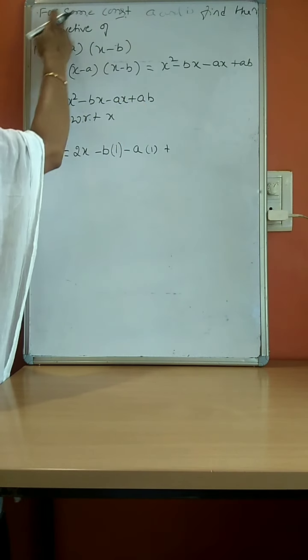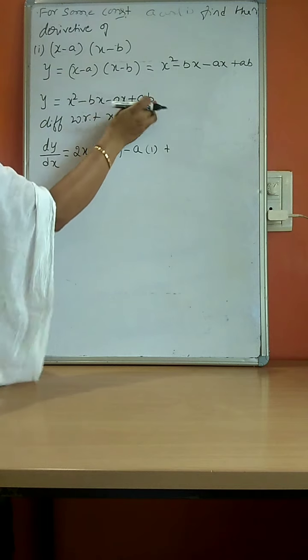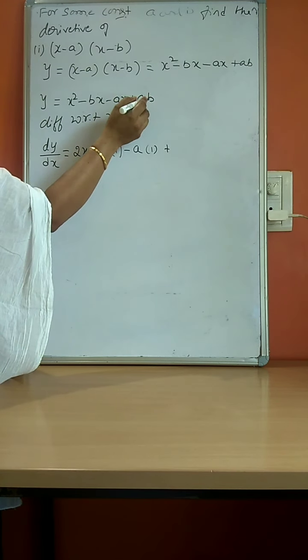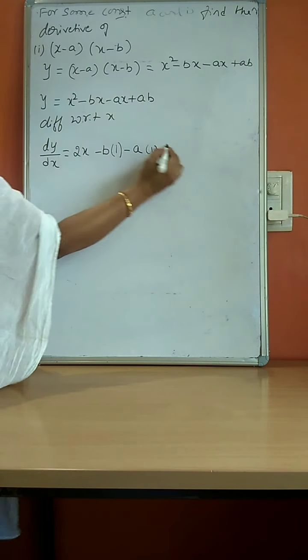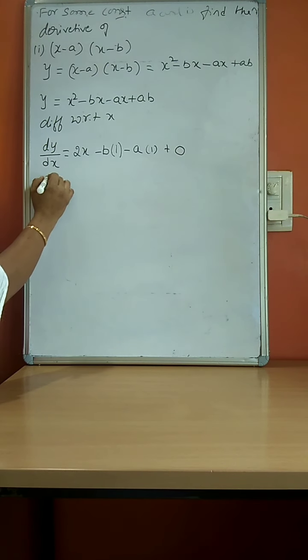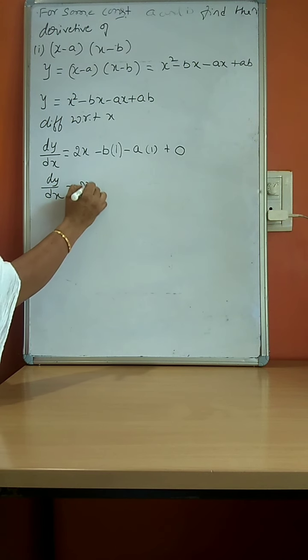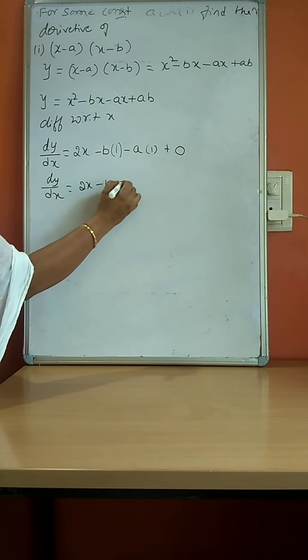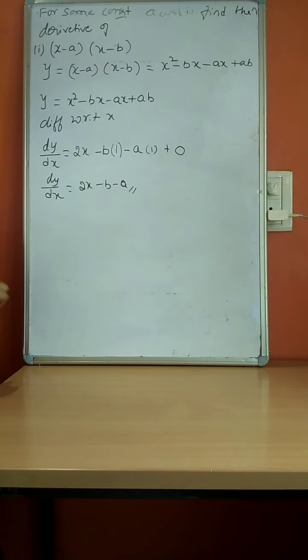For some constants a and b, here a, b are constants. Differentiation of any constant term is what? 0. Therefore, what we get? dy by dx is equal to 2x minus b minus a is the required solution. See, the choice is yours. If you want to use the product rule, you can. Otherwise, first simplify and then differentiate. This is the easy method.